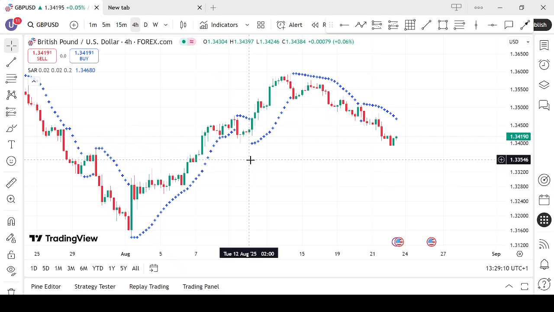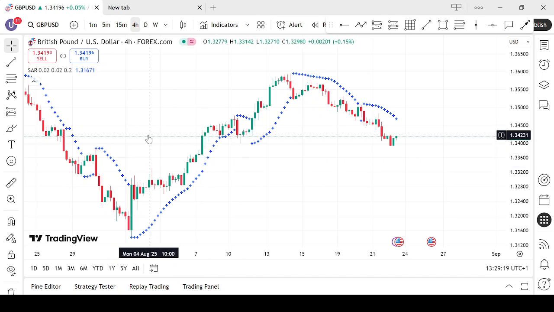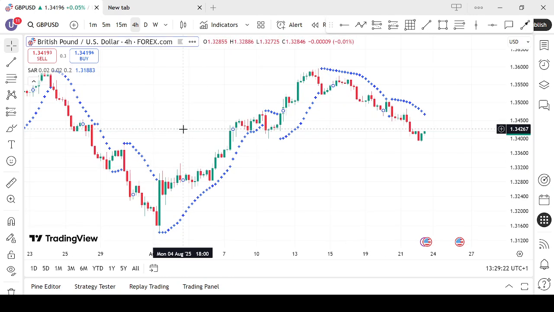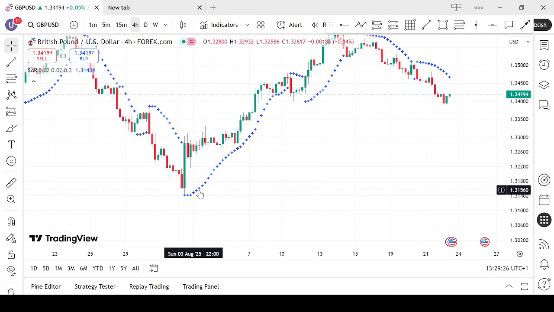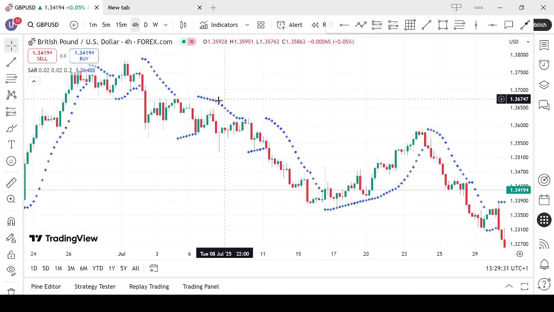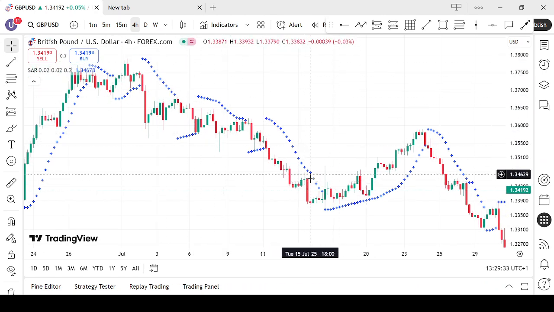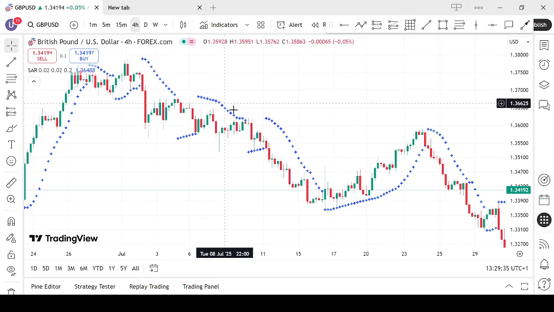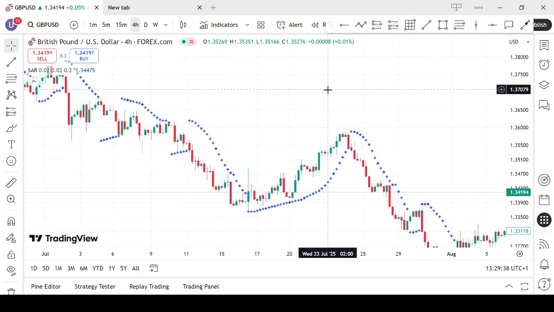So the parabolic SAR offers several key features that can make it valuable for swing trading. The first feature is it provides a clear trend identification. You can instantly see whether you are in an uptrend or downtrend. As you can see from the chart, when the dots are below, you know you are in an uptrend. If you go back in time, you can see when it is above, we are in a downtrend at this point in the market. This is the first feature that makes the parabolic SAR so valuable for swing trading.